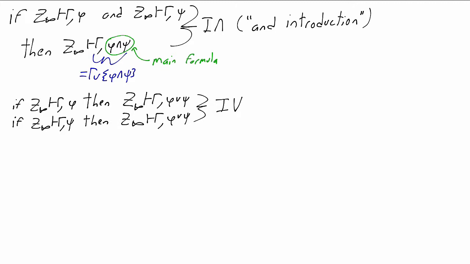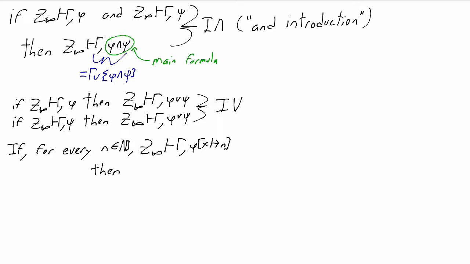We need a for all rule, a for all introduction rule. This is the infinitary rule in our system. What we say is, suppose that for every n, we have a deduction of gamma together with phi of x maps to n. So for all infinitely many natural numbers n, we've concluded that either something in gamma is true, or phi is true of n. Then we can conclude gamma together with for all x phi.